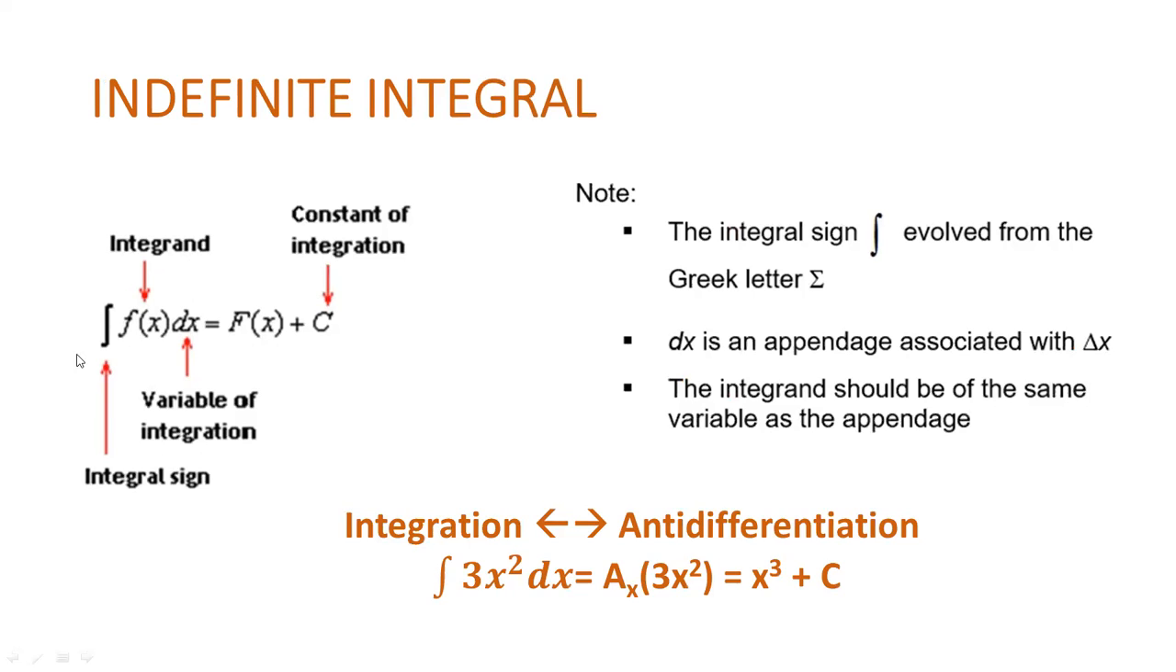Now, the symbol of the integral is comparable to the summation symbol, the Greek letter sigma. And dx is an appendage associated with delta x, from the first part of your EMA 101 then. So we just change the delta x to dx. And the integrand should have the same variable as the appendage, or the differential. We call this the differential.